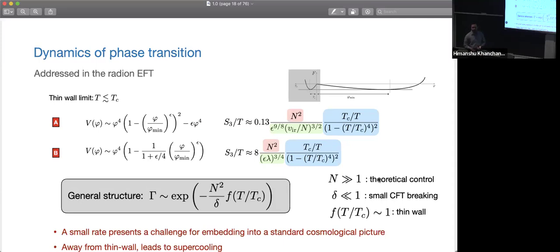So these are all parameters which are breaking the CFT. And then this being order 1 is the consequence of being in the thin wall. Okay, so all these things kind of conspire together to make the rate very small, and that's why this was all dead on arrival. So you can try to relax these assumptions and see what is reasonable and what will come out of it.